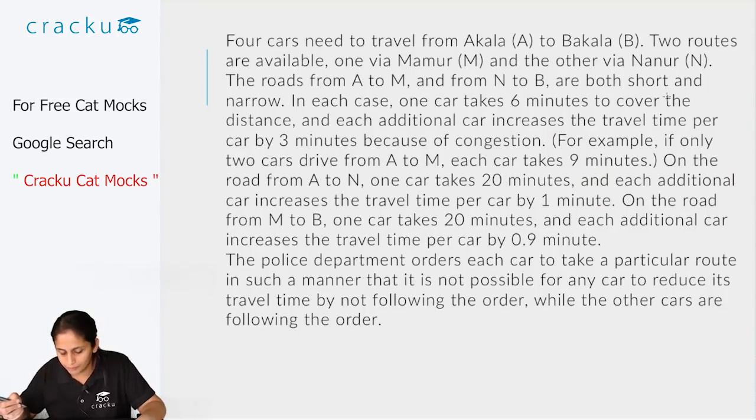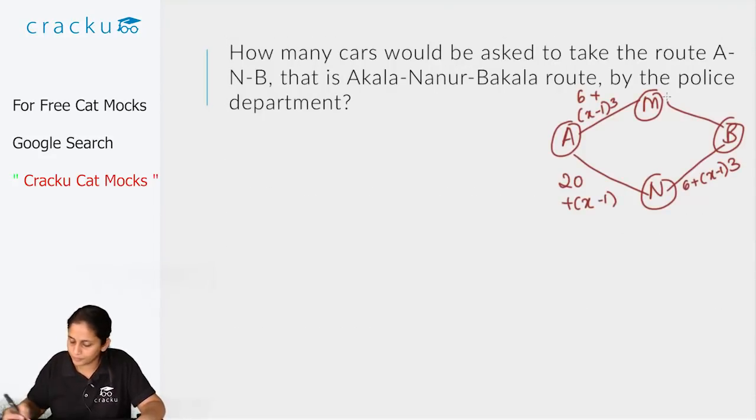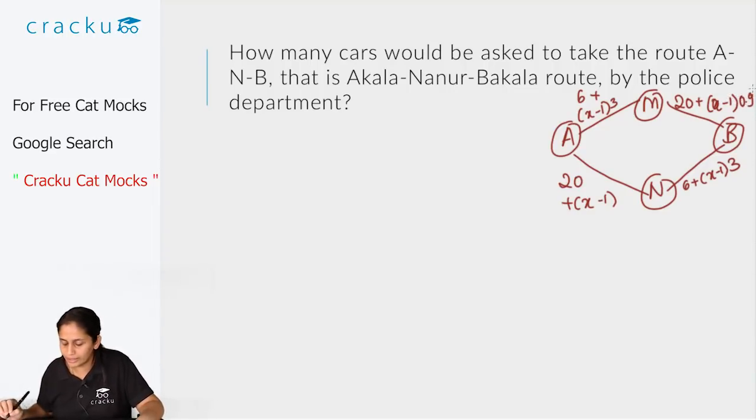And from M to B, it is 20 minutes, and travel time increases per car by 0.9 minutes. So that would be 20 plus X minus 1 times 0.9. So this is the network diagram essentially. So now let's try to figure out.